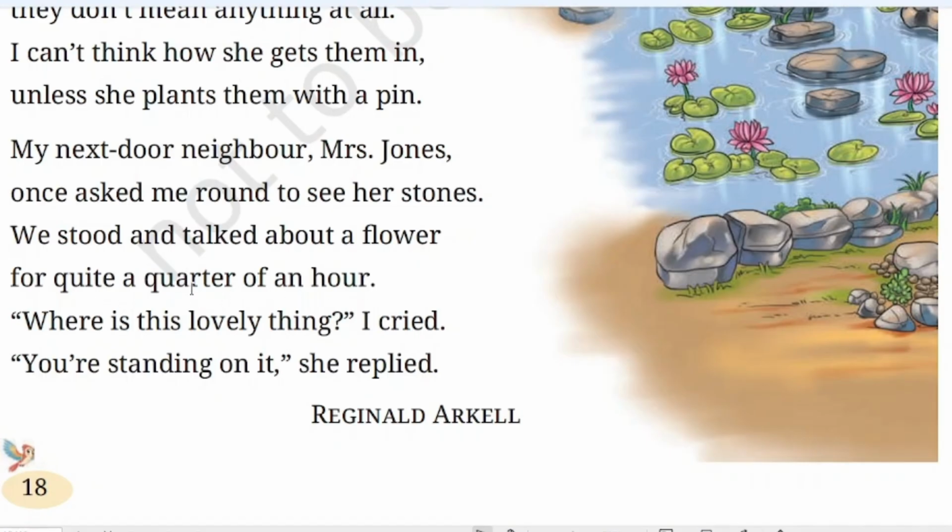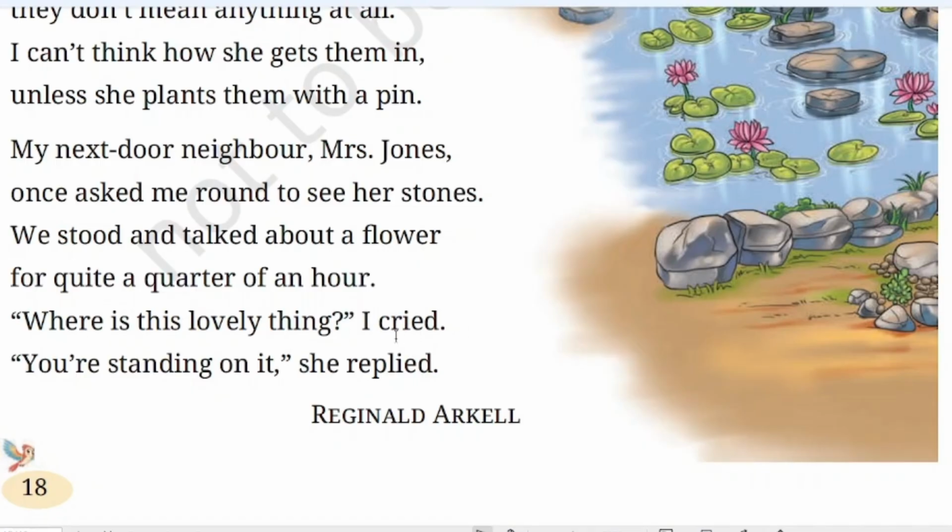Quarter means, quarter how much? 60 minutes is one hour, so a quarter is 15 minutes. That is nearly 15 minutes they were talking about a flower of a garden. And where is this lovely thing? I cried. When they were talking about this lovely flower for 15 minutes, the poet wants to know where this flower is. He was amazed. So he's asking, where is this lovely thing? That is, where is this lovely flower?